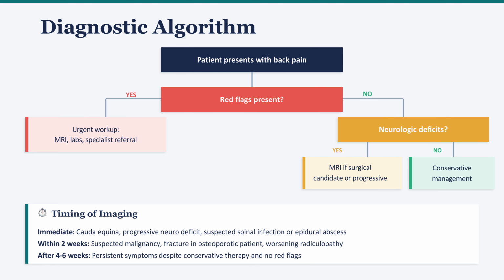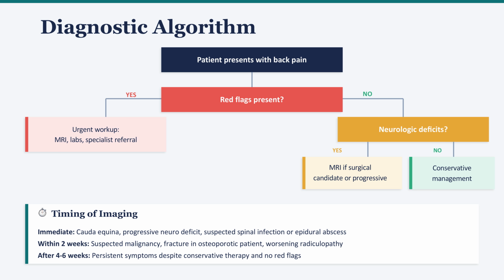Now let us walk through the diagnostic algorithm. Your initial assessment should determine whether red flags are present. If yes, proceed to urgent imaging and specialist referral. If no red flags exist, ask whether there are neurologic deficits. If neurologic deficits are present, consider MRI, particularly if the patient is a surgical candidate or symptoms are progressive. If there are no neurologic deficits, manage conservatively.